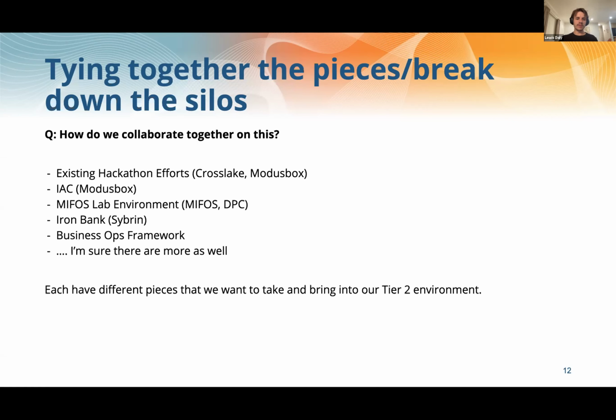There's, as I said earlier, the business ops framework, which is hopefully going to give us some really pretty looking things that actually show a real switch working that aren't just API calls. And I'm sure there's so many more. Each of these things have stuff that we want to bring into this tier 2 environment that we're talking about. And that's an open question I have to everyone out in the community: how do we work better together on this?